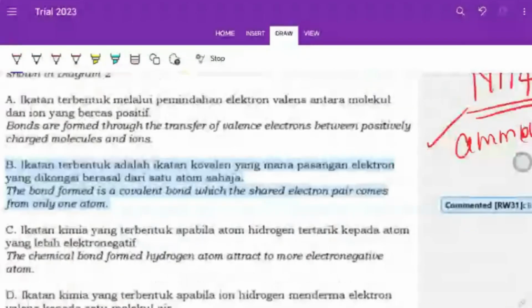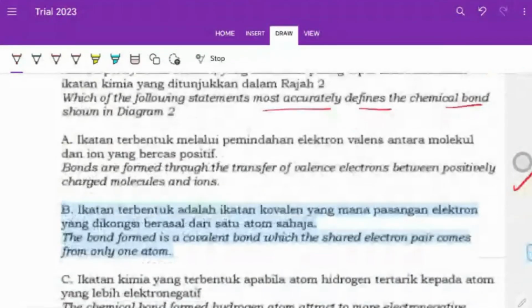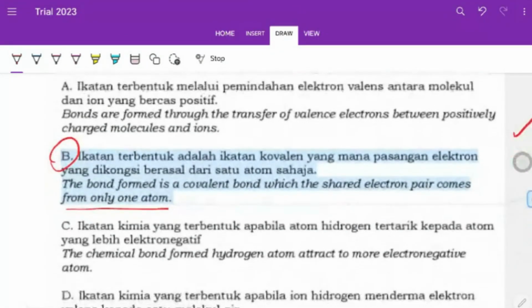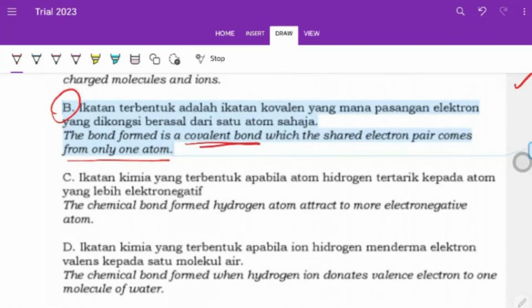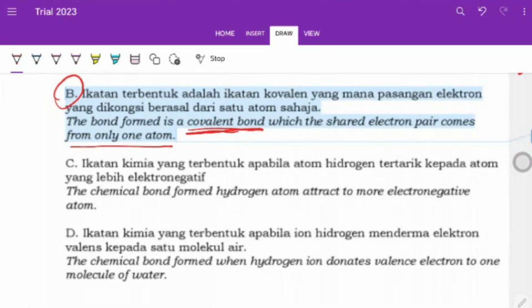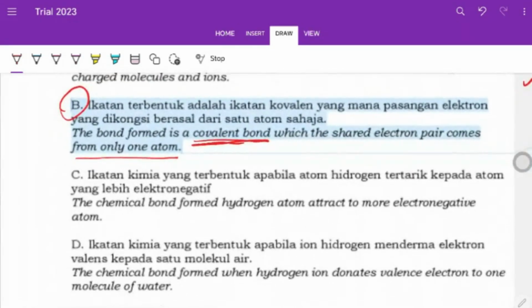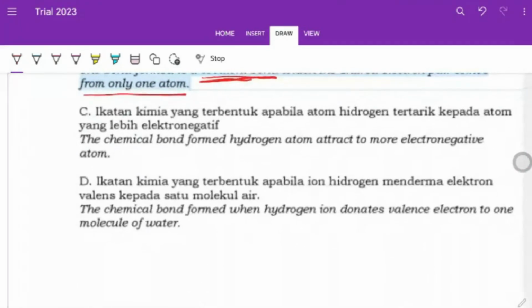Okay, so let's see. Most accurate, define the chemical bond. The bond formed is a covalent bond in which the shared electron pair comes from only one atom. Yes, this is the best definition. It's under covalent bond also because they share the electrons. Normally in a covalent bond the contribution of the electrons is equal, but for the coordinate or dative bond, it comes from one atom.